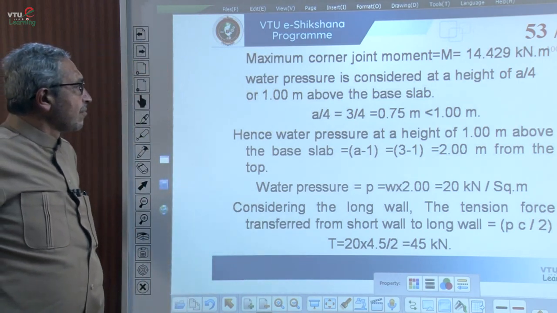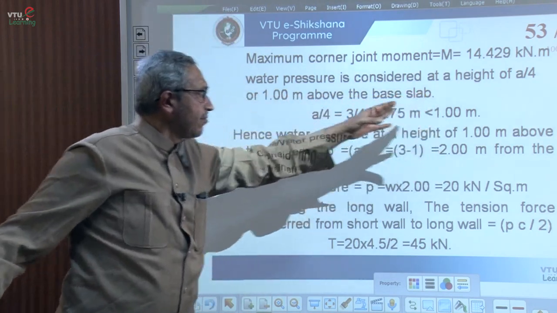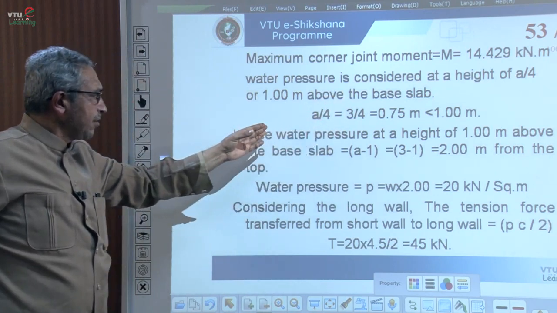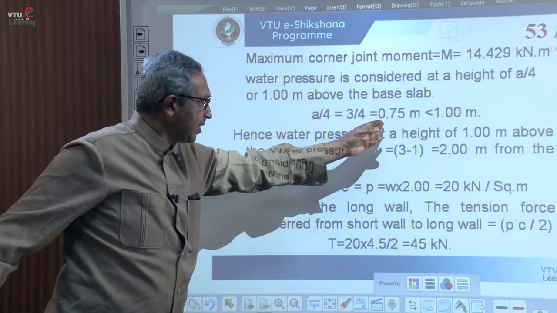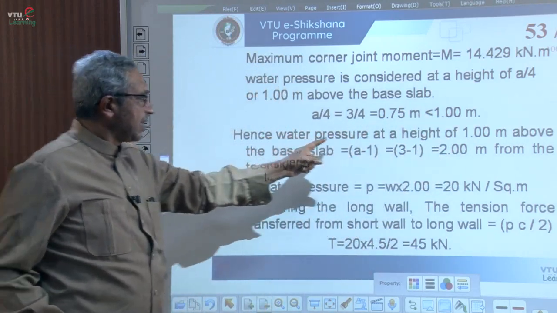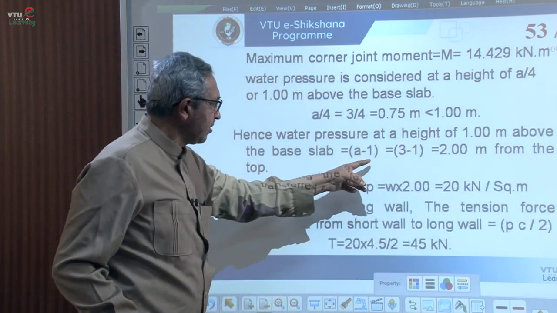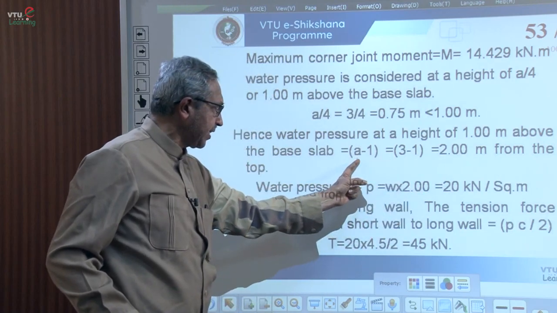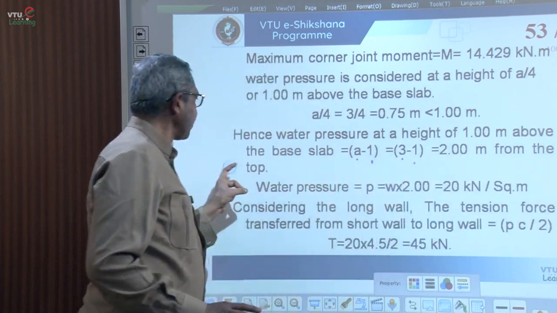Next, water pressure is considered at a height of A by 4 or 1 meter above the base slab. So, A by 4 means 3 by 4, which is 0.75 meter. It is less than 1 meter. Hence, the water pressure at a height of 1 meter above the base slab is at A minus 1, that is 3 minus 1. A is 3, the total height, minus 1, that is 2 meters from the top.